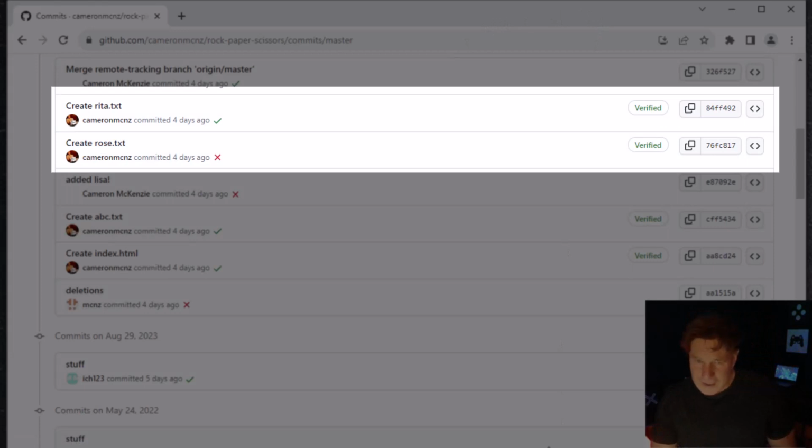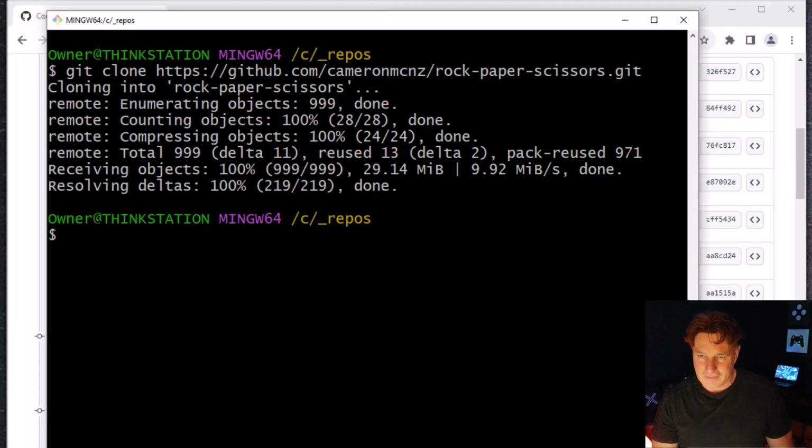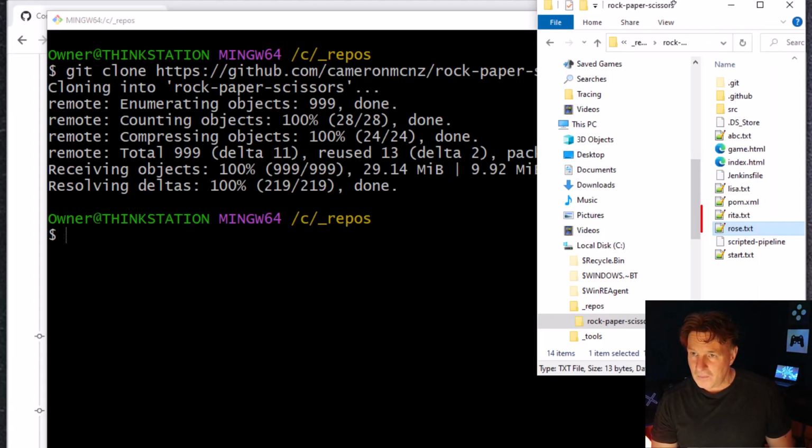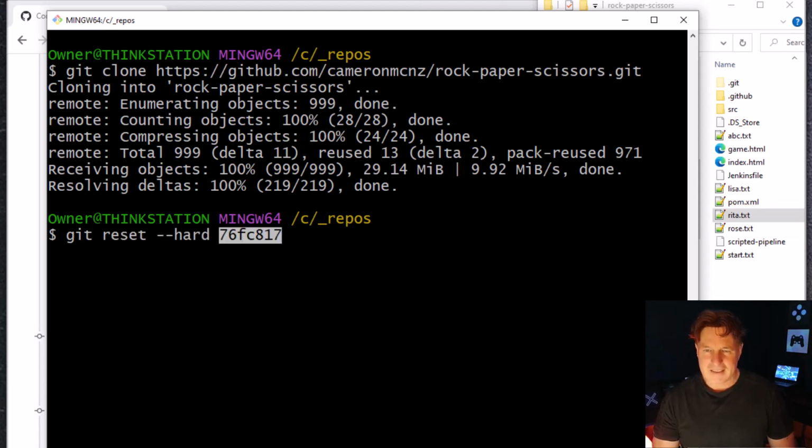Well, I do see that Rose commit is 76FC817. So what I need to do is copy that commit ID. Then I come over here to my git bash shell, all while keeping an eye on Rita over there, because if Rita's there, I'm not at the commit I want. So I'm going to do a git reset, and I'm going to do it hard. And I'm going to paste in that commit ID.